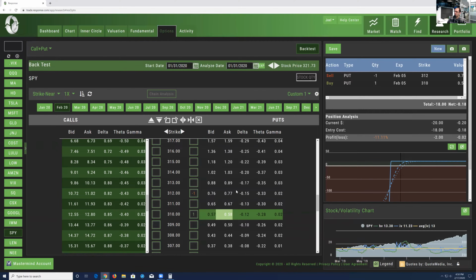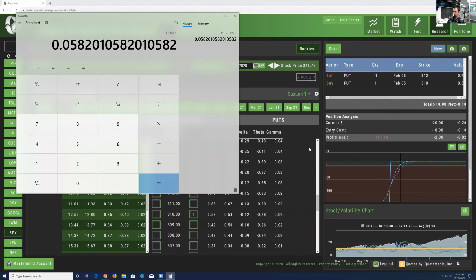Now, the first thing I'm going to point out to you is how much more money we're making. We're making 18 cents instead of 11. Now, that might not sound like a huge difference, but let's do the math. Because now, still a $2 spread, right? Now we're making 18 cents, risking 182. If we do our return on risk on that, 18 divided by 182, now we're up to almost 10%. We'll call that 9.9%.